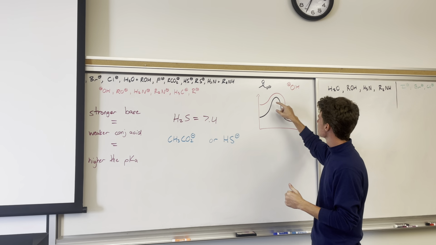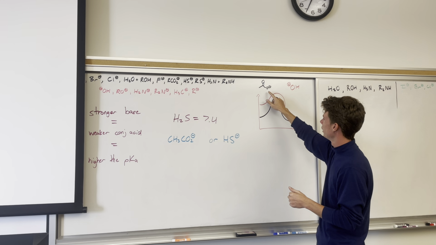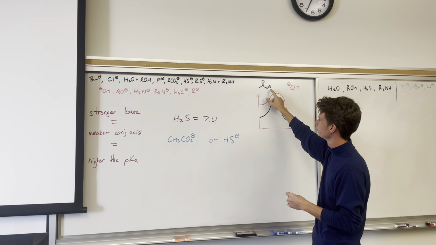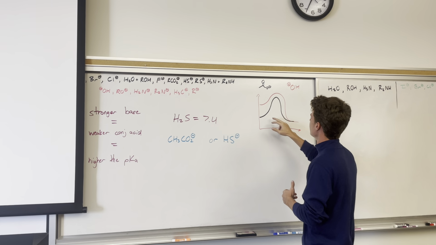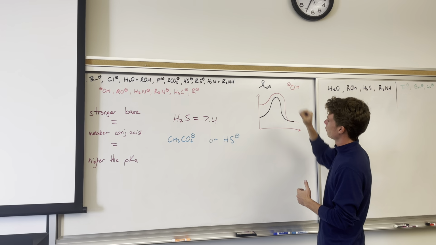Which one has the lowest activation energy? Here we have OH being a stronger base than our carboxylic acid conjugate base. Notice that the activation energy for that is a lot larger than what it would be for our OH group.